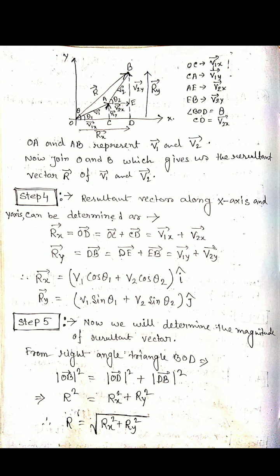Because here we use the modulus sign, no vector sign is there. OB is the resultant R, so R square equals Rx square plus Ry square, or R equals root under Rx square plus Ry square. So if we know the value of Rx and Ry, we put it over there, then we can easily find out the magnitude of resultant vector R.